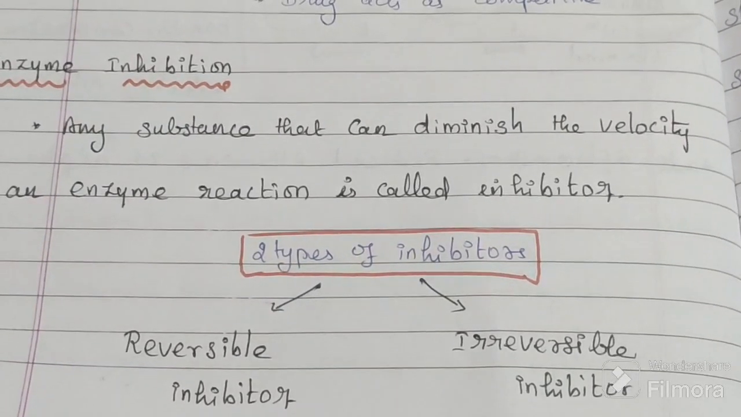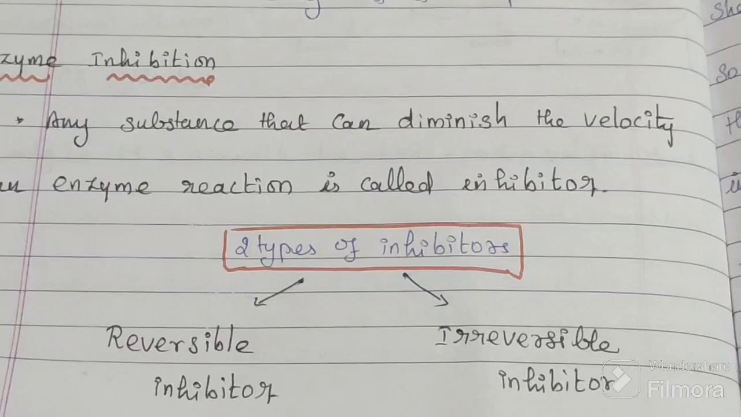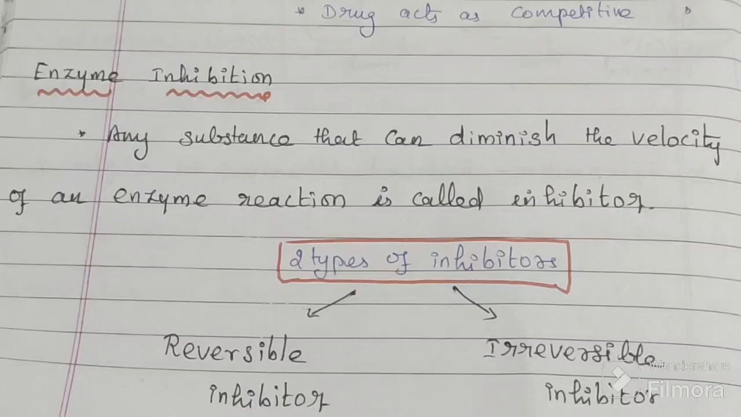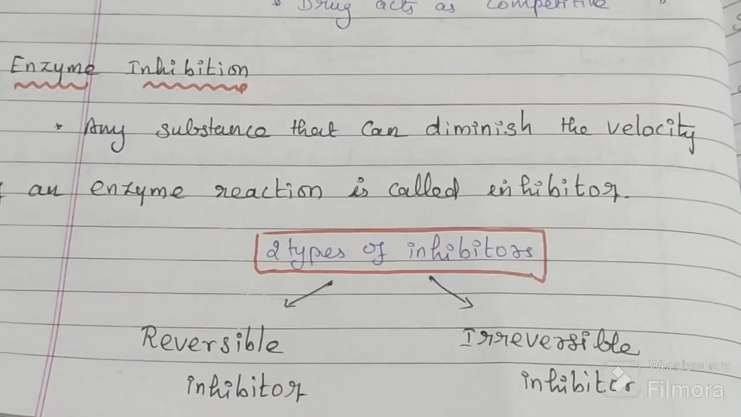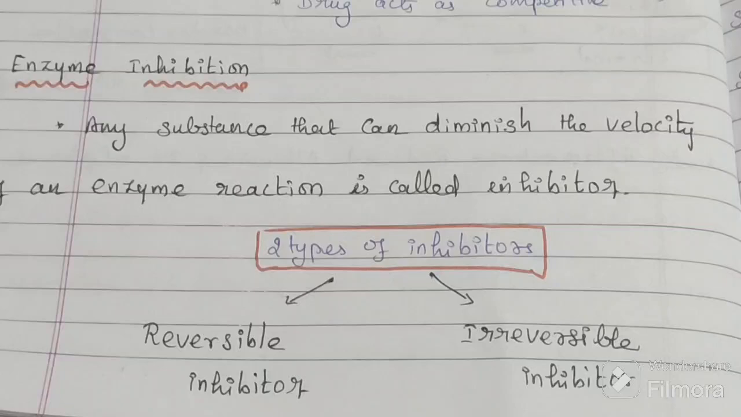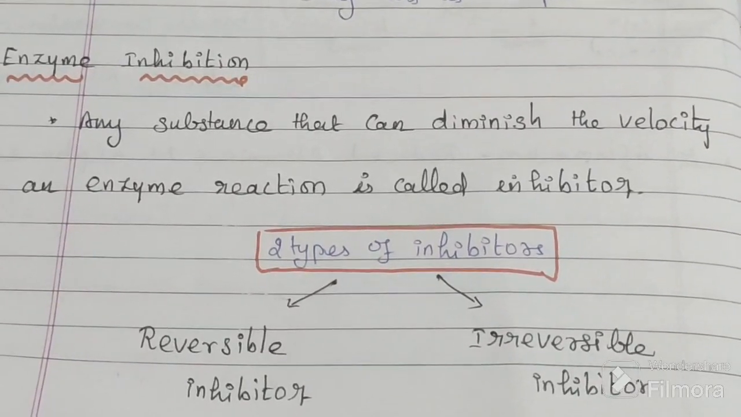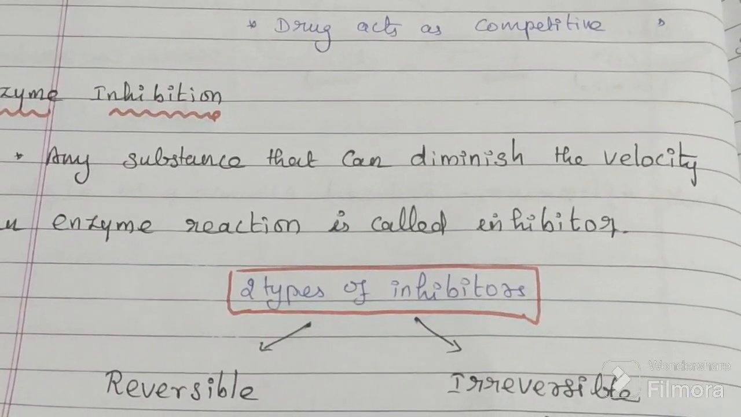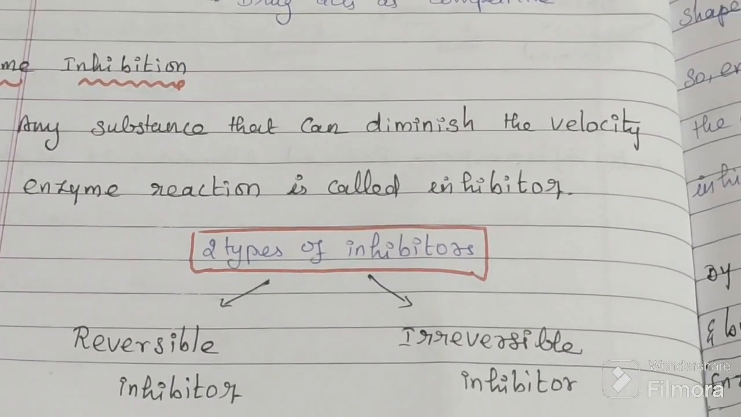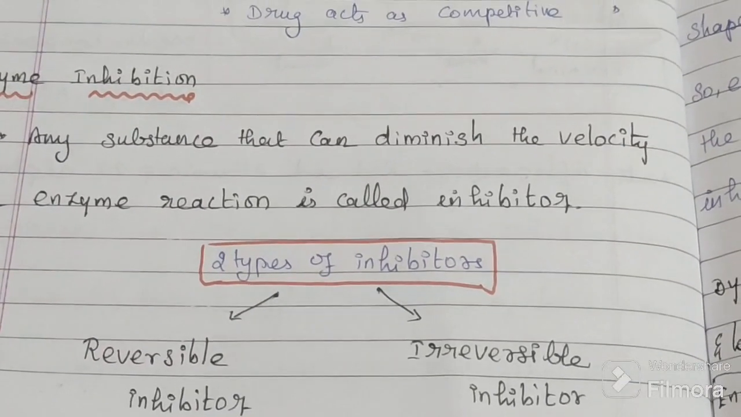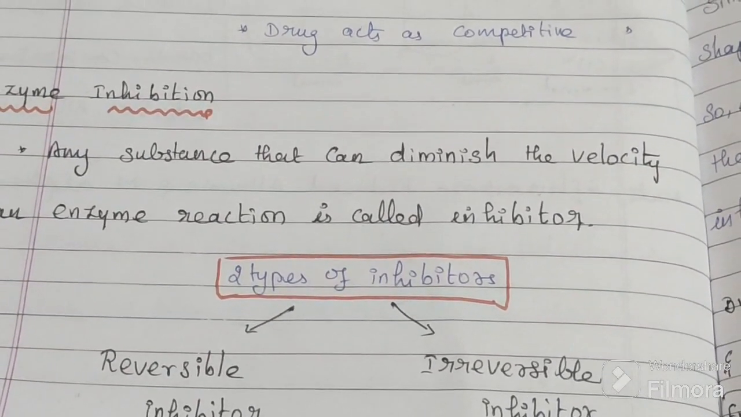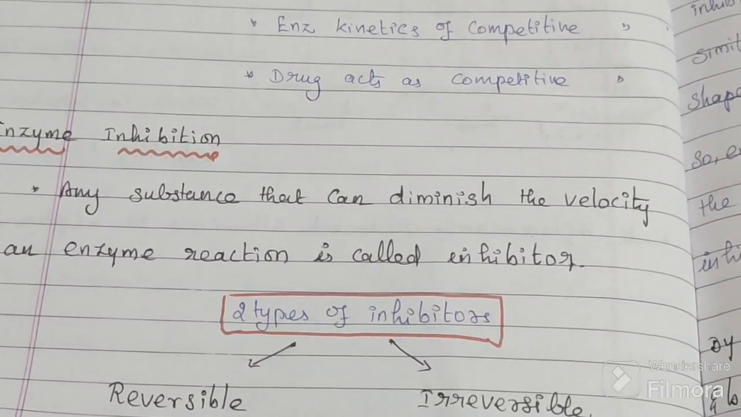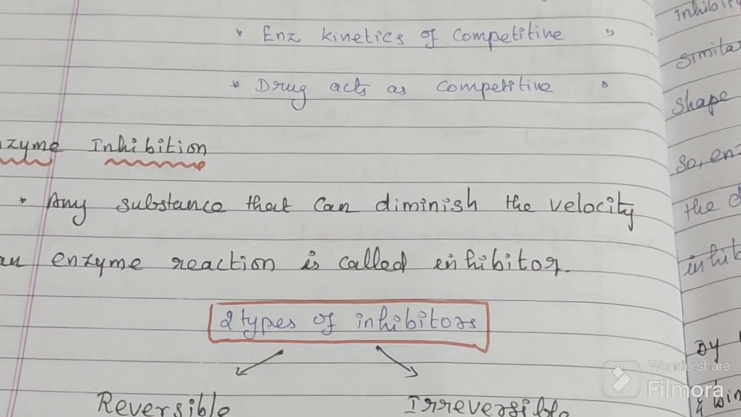That means when the substrate goes and binds to the enzyme, the velocity of the reaction will be forwarded and it will be increased until the product is formed. But in case of an inhibitor, in place of the substrate, they will go and bind the enzyme and they decrease the velocity of that enzyme, so that's why they inhibit the reaction.